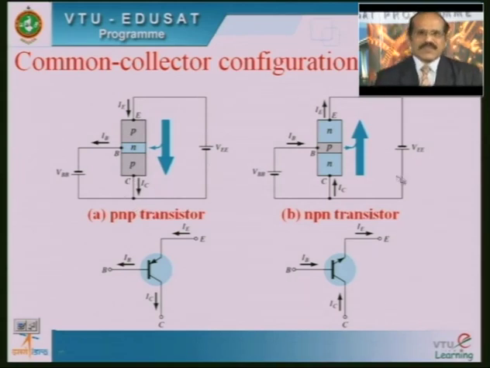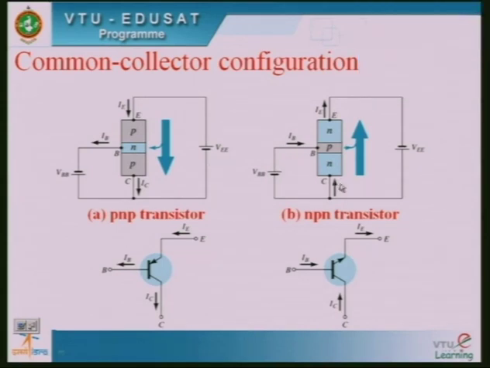Similarly, in case of NPN, you can see that we have an NPN layer there, with 3 terminals, that is emitter, base, and collector here. And since it is a common collector configuration, the collector acts as the common between the input, that is base, and the output emitter here. So therefore you can see that the collector is shared between the input as well as the output here.